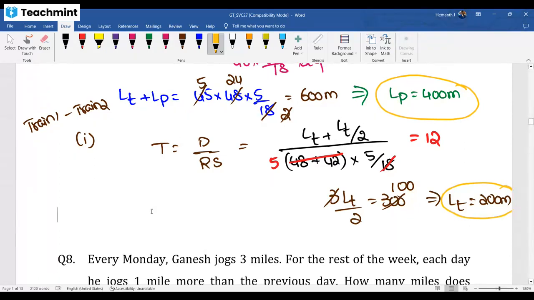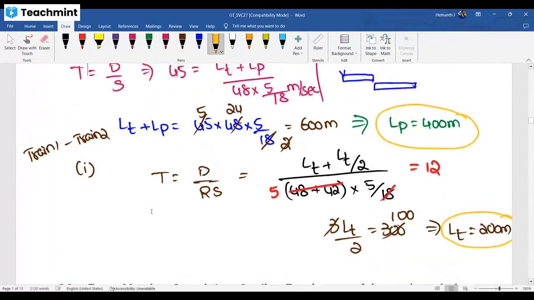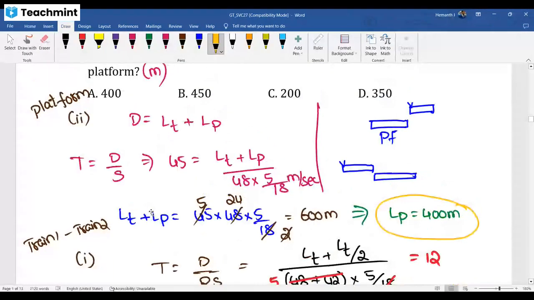So the question is regarding the length of the platform, 400 is your answer. Some of you may have got the answer as 200, but 200 is nothing but the length of the train. They are not asking about the length of the train. The question is the length of the platform. Time and distance.